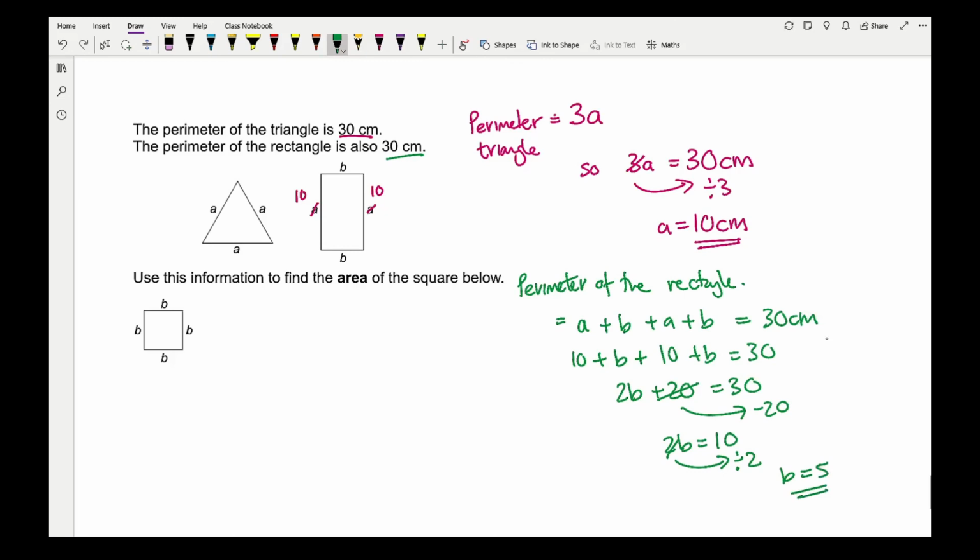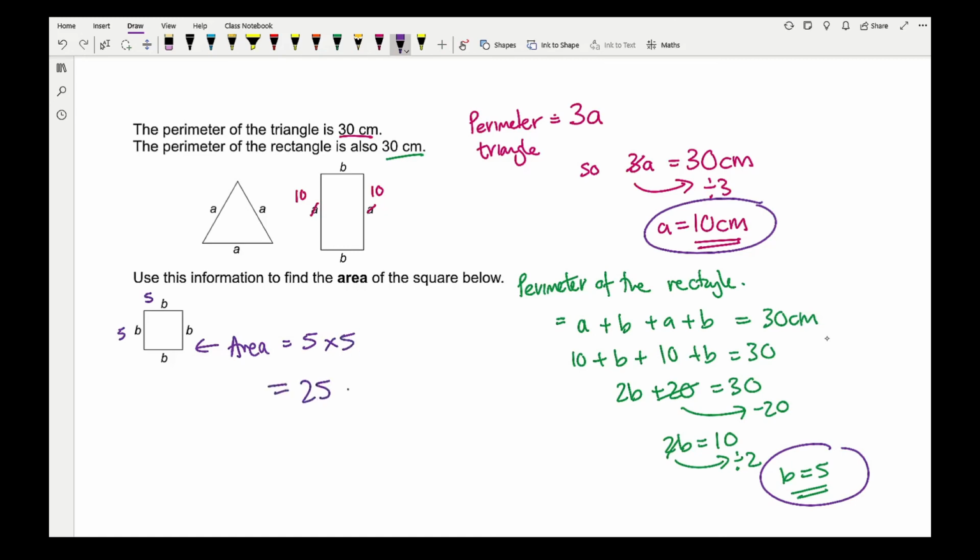Now using those two numbers, what I can then do is work out the area of the square. So the area equals, and if b is 5, it's going to be 5 times 5, which is 25. And again, don't forget the units, which is going to be centimeters squared. And there is the final answer.